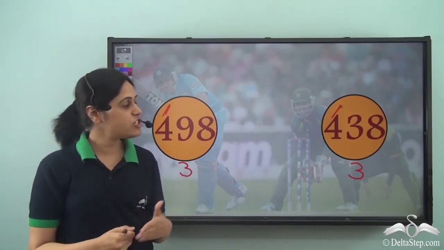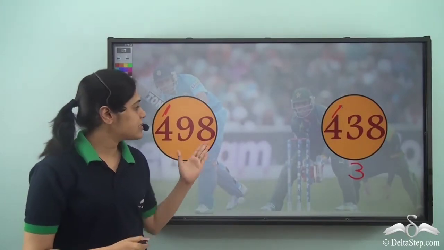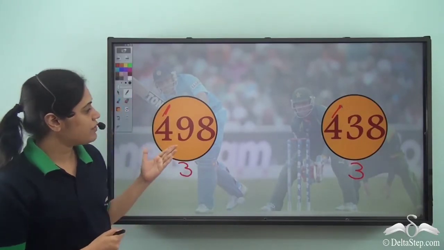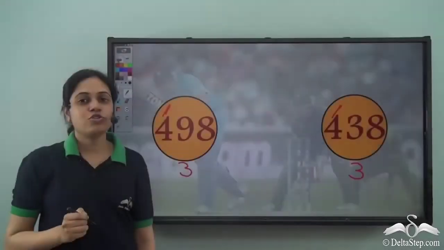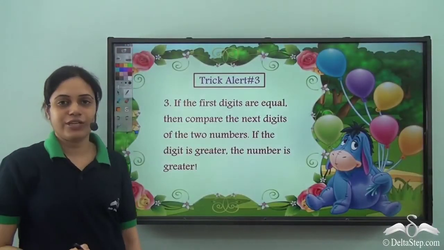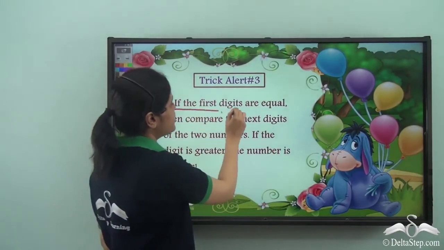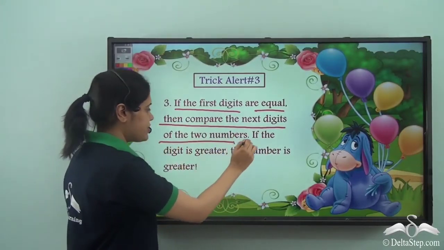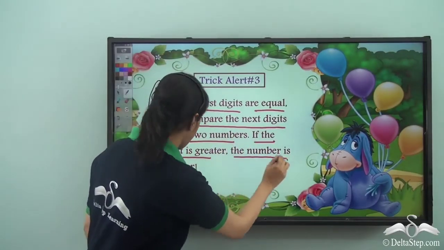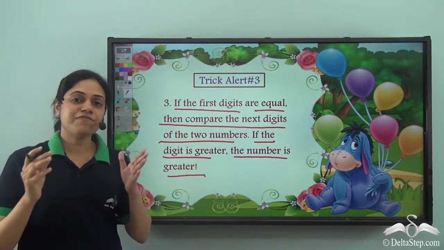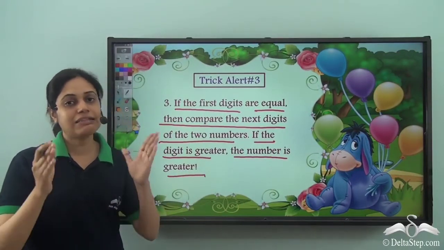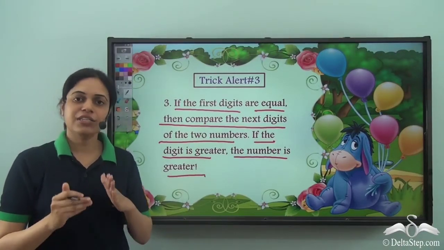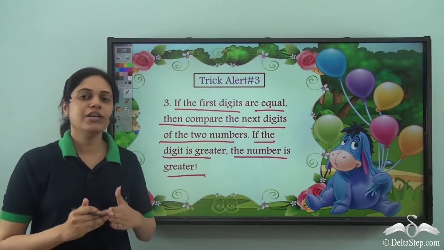So how do we distinguish numbers like this? These are two different numbers with the same first digits. So then how can we say which of the two is bigger? For that we have another trick which says if the first digits are equal, then compare the next digits of the two numbers. If the digit is greater, the number is greater. So if the first digits of the two numbers are the same, then you need to compare the next digit, and the number with a greater digit is more.